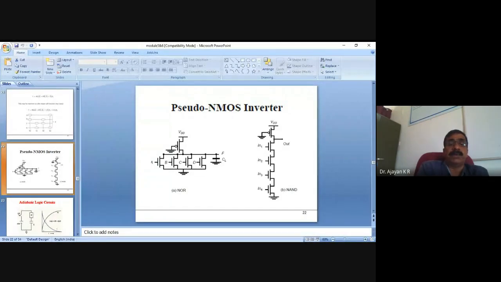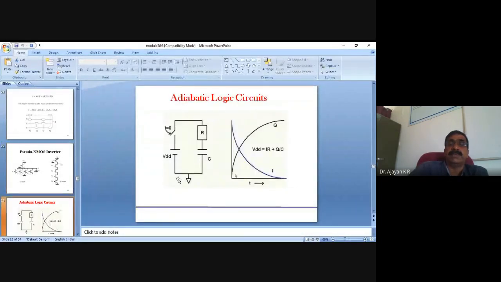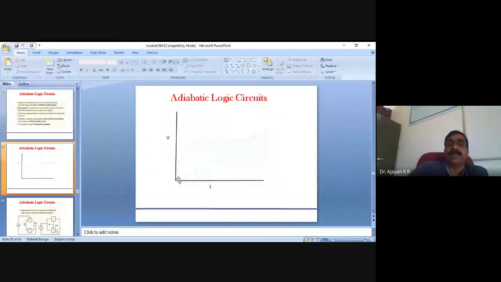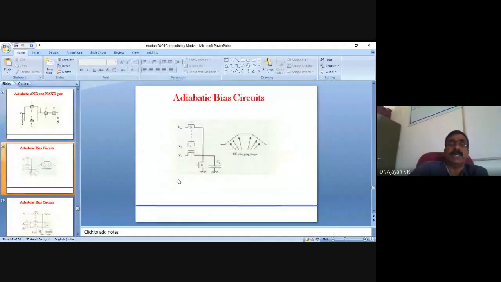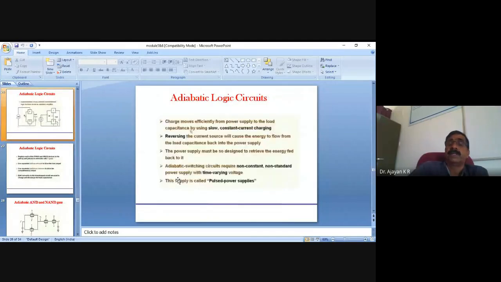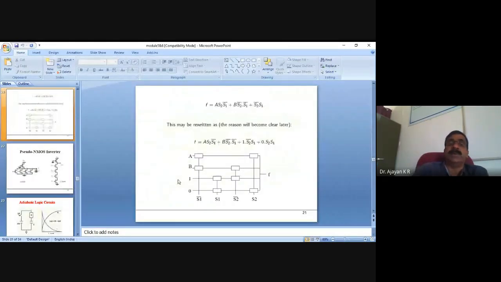I hope we can stop here because I have another section, adiabatic circuits, that has some slides, but we can cover adiabatic circuits after the examinations. From an examination point of view, the questions will be from the 4th and 5th modules. So I'm stopping here. If you want to discuss anything, we can discuss now. The 6th module we will try to cover on 17th and 18th.